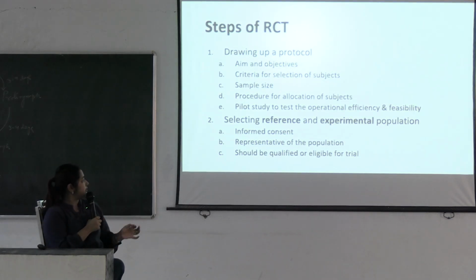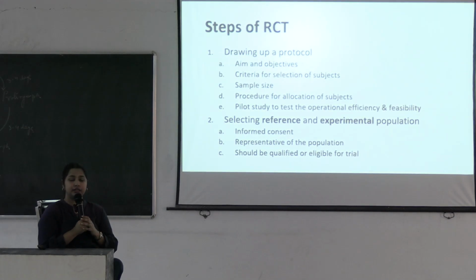Then selecting the reference and the experimental population. What do you mean by reference population and experimental population? Reference population is the population for which the results of your study can be generalized, or are valid for that whole population. That is the reference population. For example, a type of patient, for example, diabetic patients. You want to do a study on diabetic patients. So the diabetic patient is your reference population.